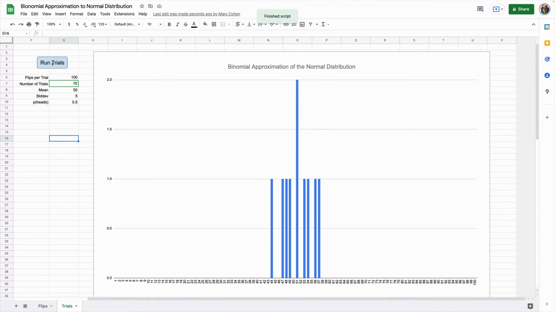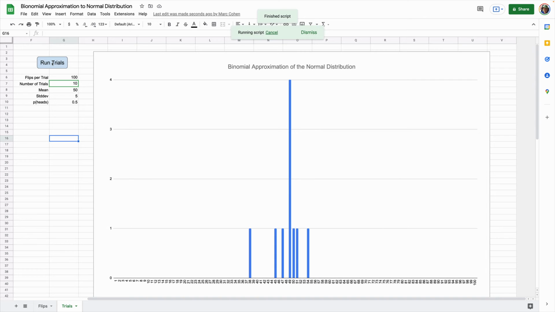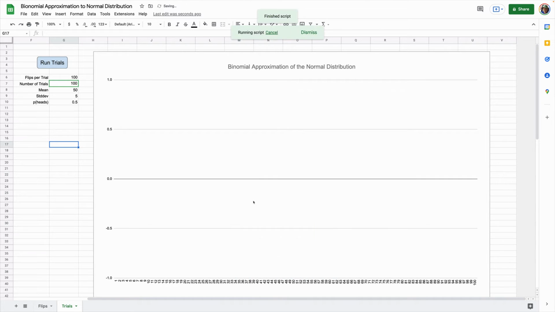If we keep doing this, we'll see the bars move around a bit, the frequencies change a bit. Here's one where 49 was seen four times. Anyway, hopefully you get the idea. Now let's go up to 100. And obviously lock it in again. We'll see more bars.